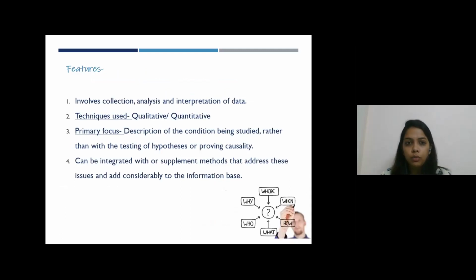So it basically involves a collection of information, analyzing the information and interpreting it. You can use qualitative or quantitative methods, but the main focus here is just describing the condition. Okay, and you can integrate it along with other analytical methods if required, depending on the aim. But the main idea is just to describe.